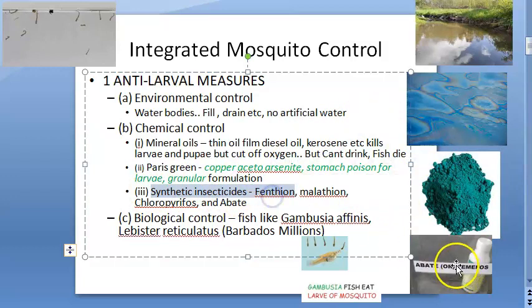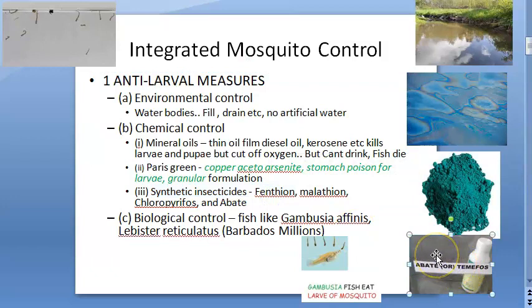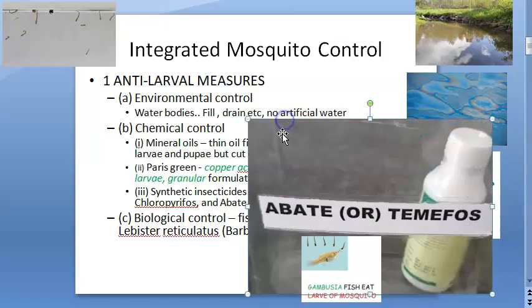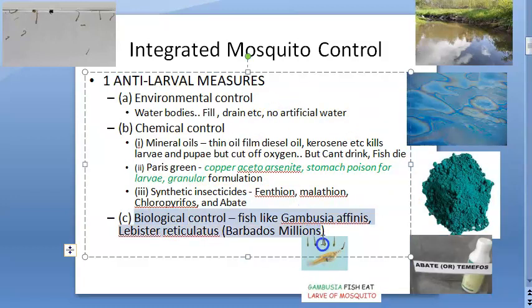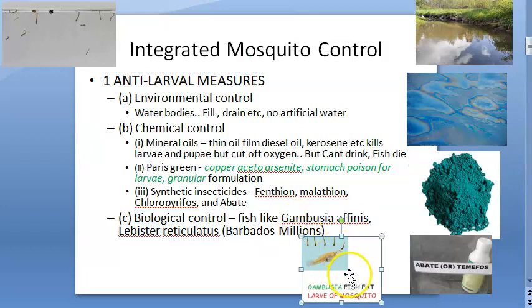Then you have synthetic insecticides like fenthion, malathion, chlorpyrifos, abate, etc. You can know the composition if you want. This is temephos or abate. Okay, then you have biological control for the larva like Gambusia fish, Gambusia affinis, Lebistes reticulatus. All these fish will eat the larva. Okay, but it is not sufficient that you have any one method. You should have more than one method, right?